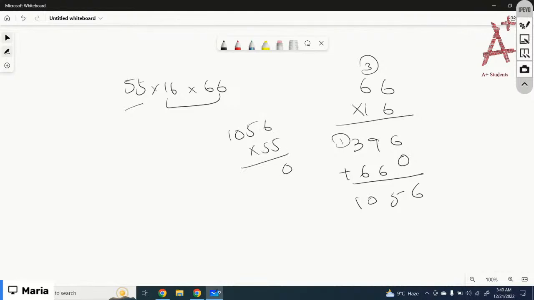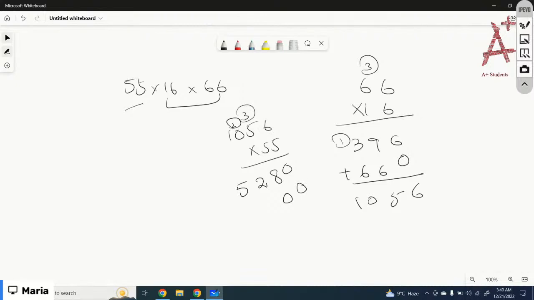5 times 6 is 30, 0, 3 carry. 5 times 5 is 25 and 3, 28, 8 and 2 carry. 5 times 0 is 0 and you have to add 2. 0 plus 2 is 2. 5 times 1 is 5. You have to multiply now the next digit, add 0 right below the ones. Start writing right below the tens.